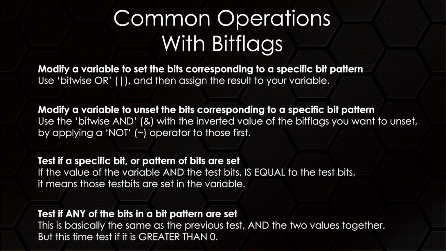Sometimes you only want to know if any bits in a given pattern are used, and maybe you don't care which bits specifically. This is basically the same as the last test, and the 2 values together. But this time, we don't compare it back to the test bits. We simply test if it's greater than 0. Any value greater than 0 indicates at least one of those test bits is set.